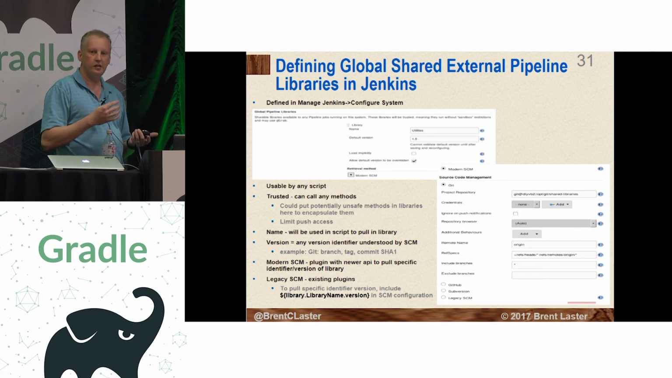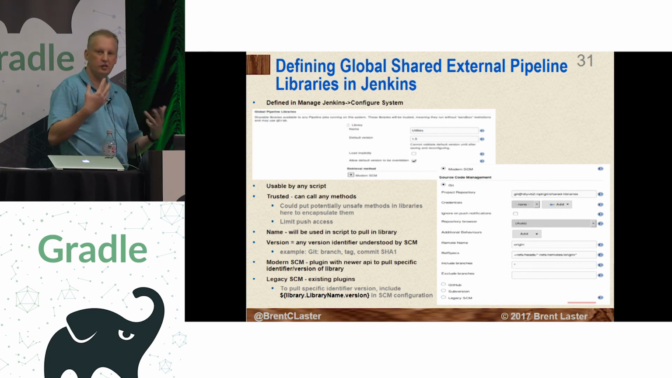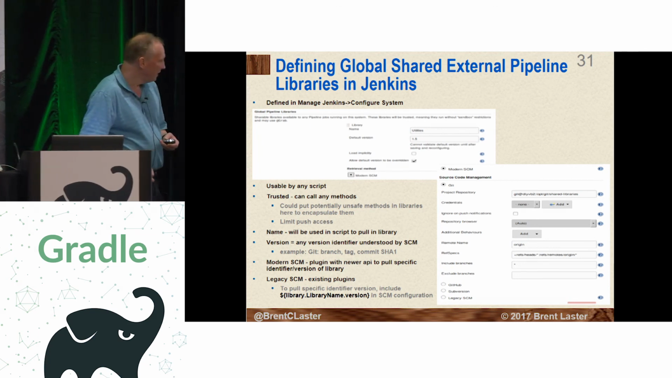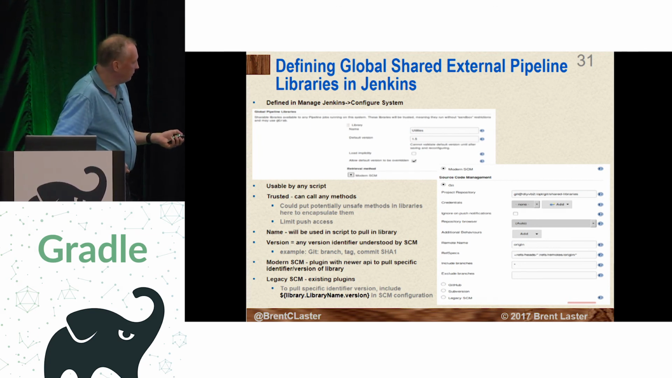There are other granularities out there. For example, a multi-branch pipeline can actually have its own shared libraries that are just specific to that kind of project. If you create a folder instance, they can have their own shared libraries that are specific to the things in that folder. And basically this source code section back here, you're just giving it the name and you're telling it where to pull it from and so on.